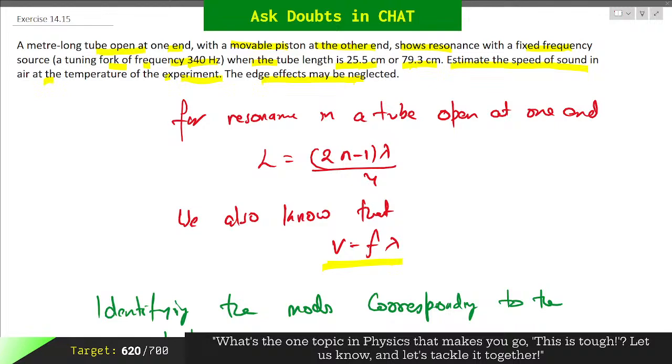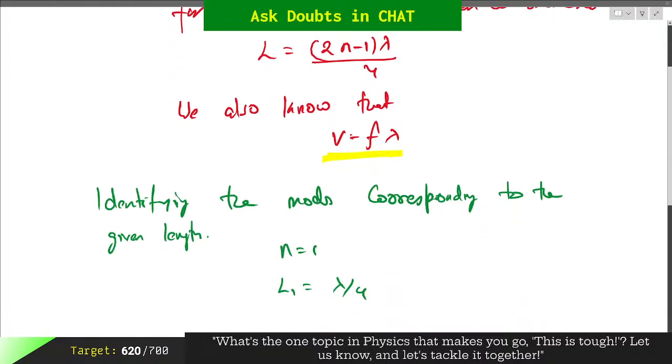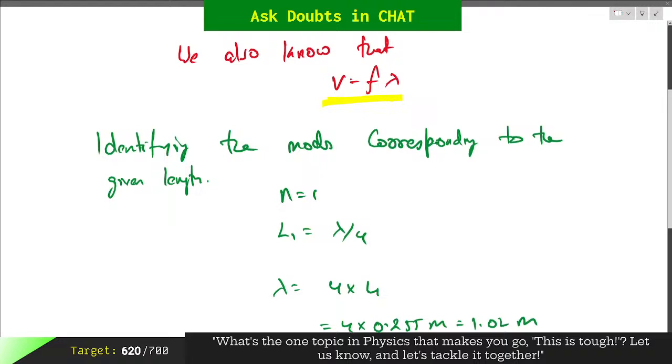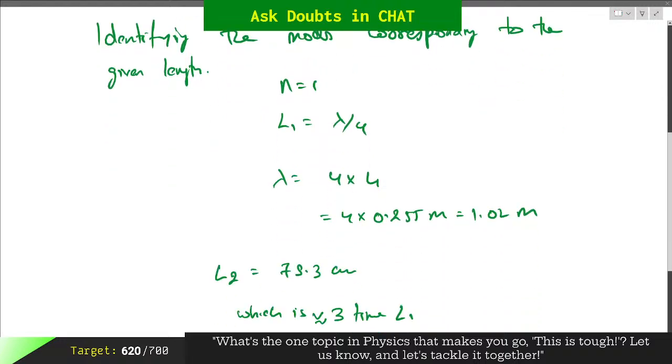So for resonance in a tube open at one end, since the other end is having a piston over here, we can say that L will be equal to (2n minus 1) lambda by 4. We also know that the speed of the wave is given by frequency times its wavelength. So identifying the modes corresponding to the given length, for n equal to 1, L1 would be equal to lambda by 4. Here lambda is equal to 1.02 meter.